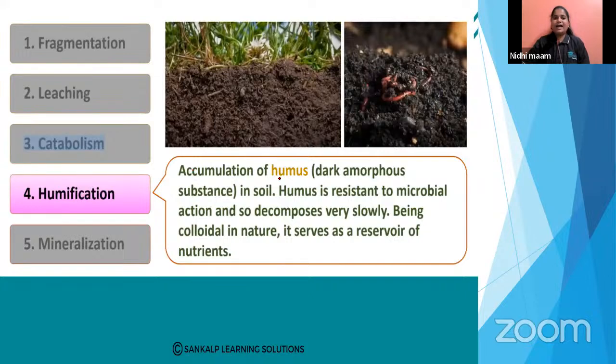That is nothing but accumulation of humus. Here you can see a dark color, right? Amorphous substance, a dark brown color. So accumulation of humus in the soil is called humification. It is resistant to microbial action and so decomposes very slowly. It will undergo decomposition very slowly. Being colloidal in nature, it serves as a reservoir of nutrients. So it is colloidal in nature and it provides nutrients to the plants.